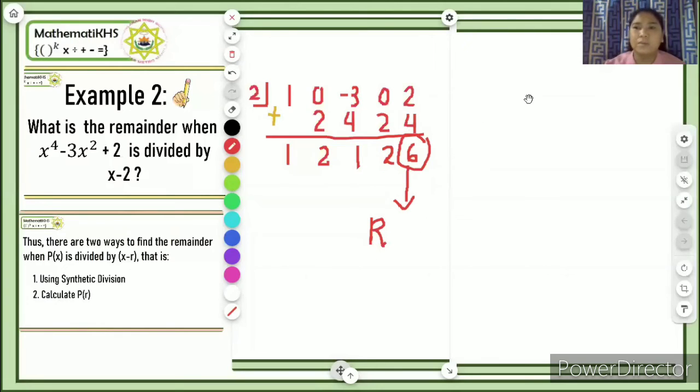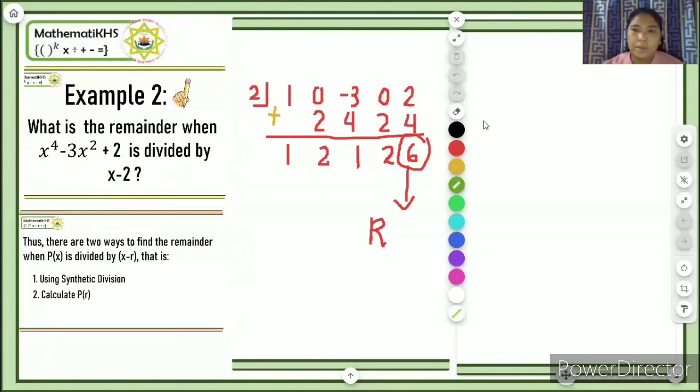Calculate P of R. Kanina sabi ko sa inyo, all you have to do is to substitute the value of R. So, ito magiging value ng R, katulad ng ating synthetic divisor, 2. Okay, so ngayon, when we have to calculate P of R, hindi na natin kailangan yung mga zero, yung mga wala. All we have to do is to just substitute. So, we have P of positive 2, diba? Then, this is equal to x to the fourth, magiging 2 to the fourth. Tama? Then, minus 3x squared, magiging minus 3 times 2 to the second power. Then, just copy plus 2. Kung napapansin nyo, napalitan lang natin ng 2 yung ating x.